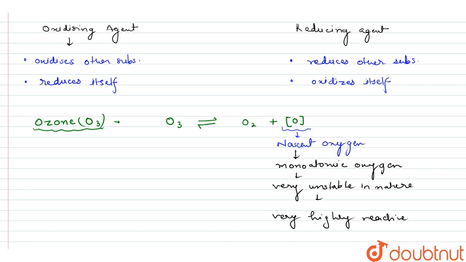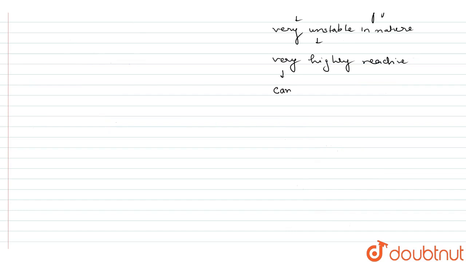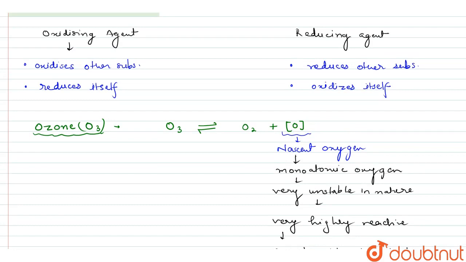This nascent oxygen cannot exist independently. As soon as it is formed, it tries to react quickly with any species present. So in this case, ozone acts as an oxidizing agent, because on dissociation of ozone, the nascent oxygen formed is very reactive and acts as an oxidizing agent.